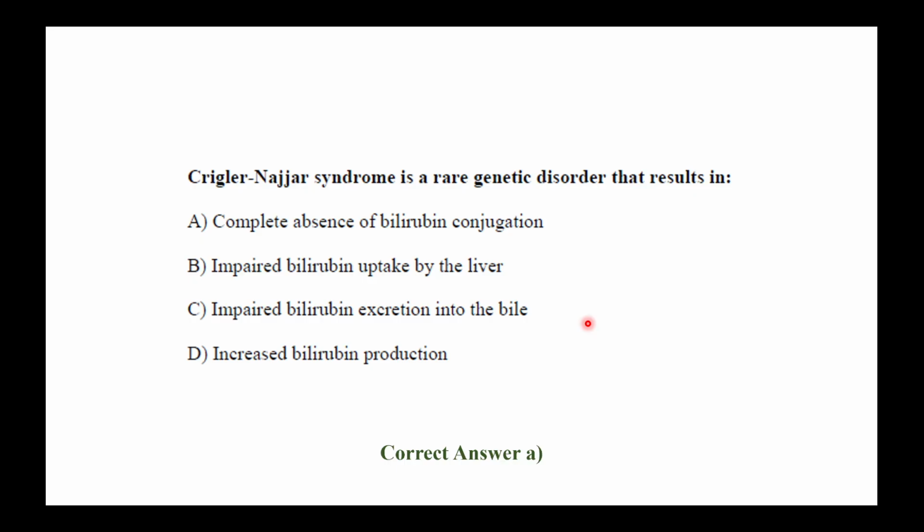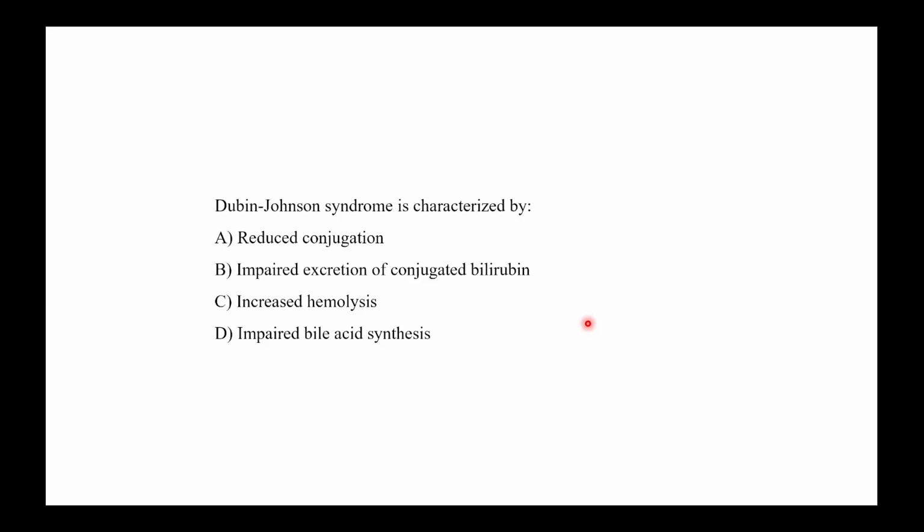Okay. So Crigler-Najjar syndrome is a genetic disorder which results from the absence of this bilirubin conjugation. As a result, bilirubin levels in the plasma increase because there's no conjugation with albumin, thus there's no transport to the liver. Okay, and it can lead to jaundice-like symptoms. But this is a genetic disorder. This is not an acquired disease. I hope that's clear.